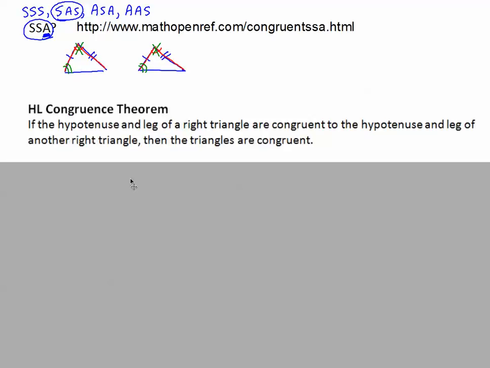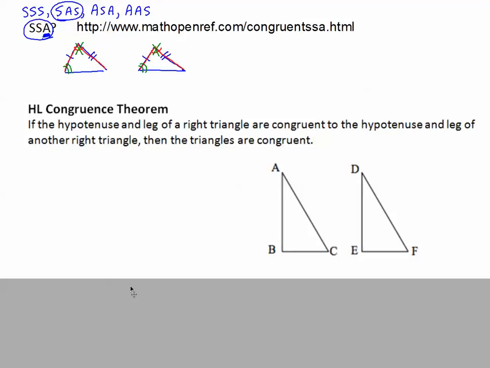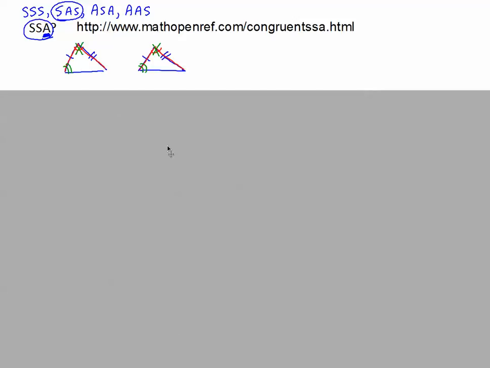Now, there is one exception when it does work. Real quick, before we get to this exception, here's a helpful way to remember that side-side-angle won't work. Spell this word backwards in your head. Yeah, it creates a bad word, doesn't it? Let's never say that bad word, and we'll remember to never use SSA.